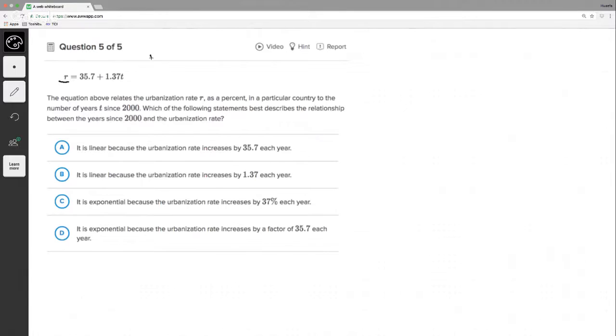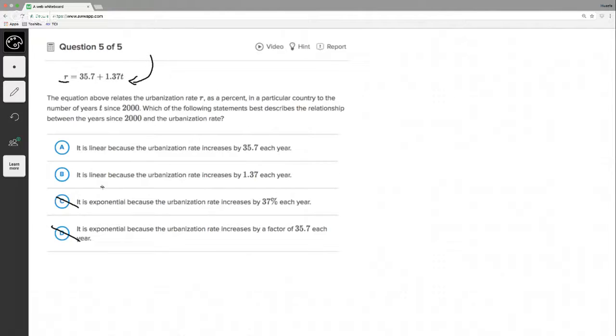No exponent on that T. Therefore, we know this guy is linear. It's an exponent of 1. So let's knock off exponential. C and D are both exponential. Let's knock those off.